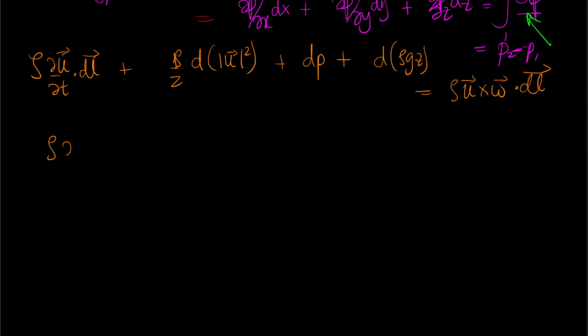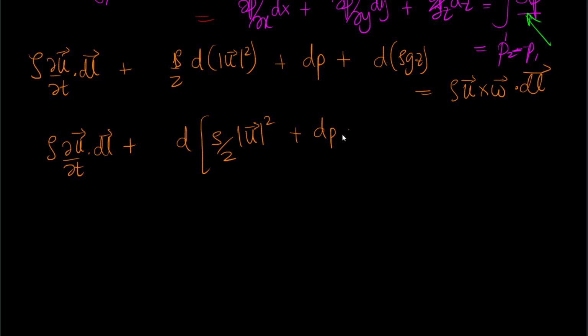So we can write this as rho del u vector del t dot dl plus d of rho by 2 mod u square, where we have assumed that rho is constant. If rho is not constant, we cannot incorporate this into this particular equation, plus dp plus d of rho gz equal to rho u cross omega dot dl.